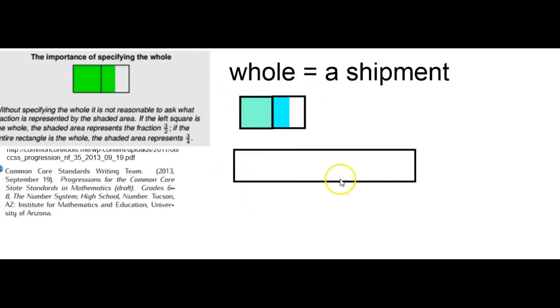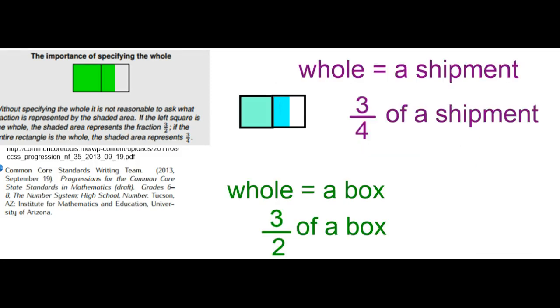So if this represents one whole shipment, I see here we have one same size piece missing, one, two, three additional same size pieces. So it looks like our shipment in this case is broken up into four same size pieces, and we have three of those same size pieces. So now we have 3/4 of a shipment. So what fraction is represented here depends entirely upon our whole.